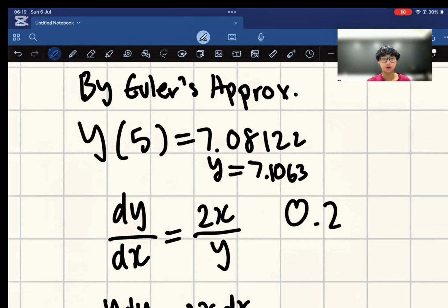If I want to get an even more accurate number, I can use a smaller step size, but that requires more time and more points.